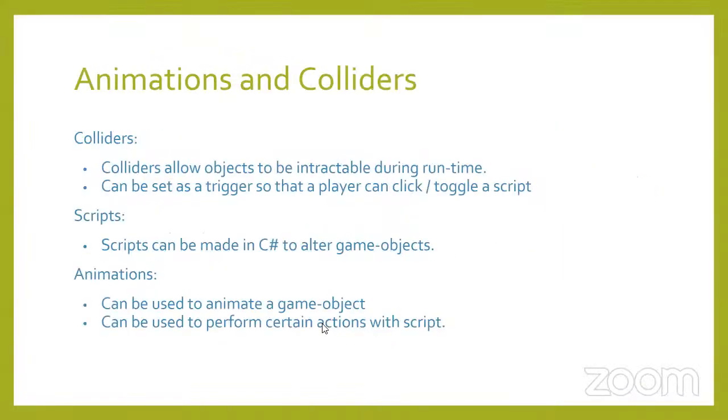Okay, and then moving on to another element, which is the animations and colliders. Colliders, as the name suggests, are basically surfaces that will collide with each other. Without colliders, any 3D object in Unity during runtime will basically pass through each other like a ghost, and that's typically not what you want. So you can set the colliders for each object.